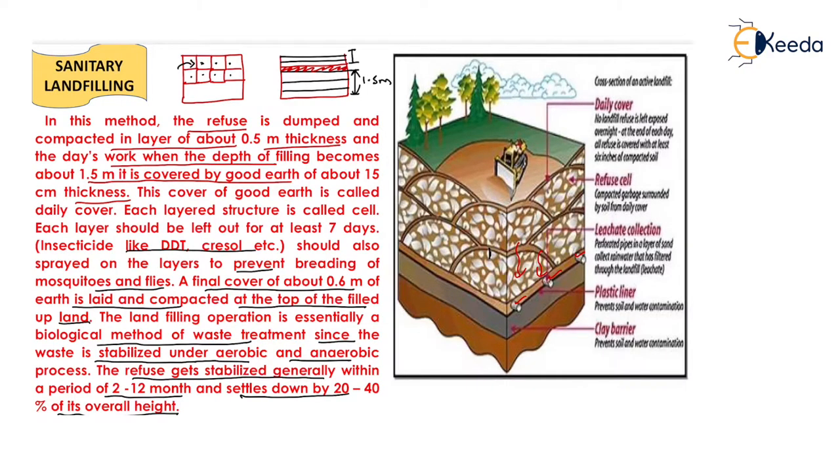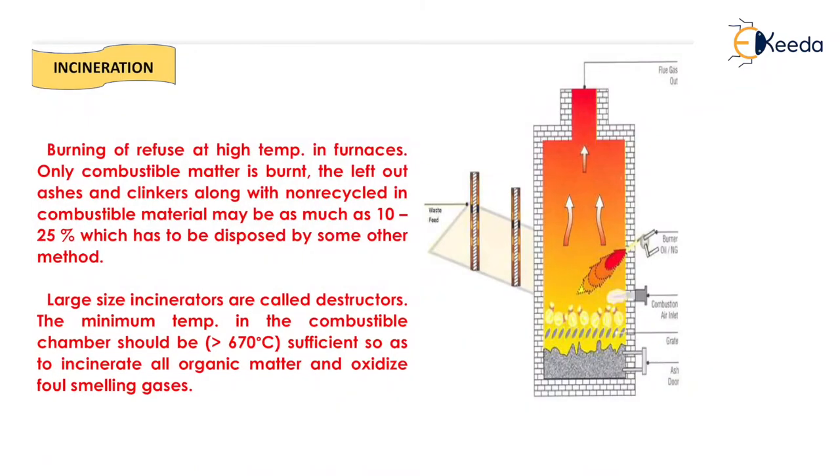Now, the next method is the incineration method. Now, in incineration, we will burn all the combustible matter in the incinerators at a very high temperature, and all the incombustible material will be left out in the form of ashes, which is to be disposed by some other methods. Burning of refuse at high temperature in furnaces is known as incineration.